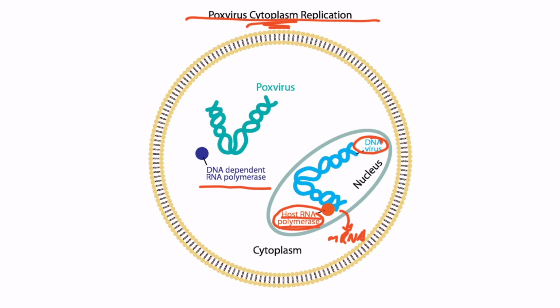Well, the host DNA-dependent RNA polymerase doesn't leave the nucleus. Why would it? It just stays in the nucleus to do its work on DNA. So if the poxvirus is to be infectious, it needs to bring with it its own DNA-dependent RNA polymerase.